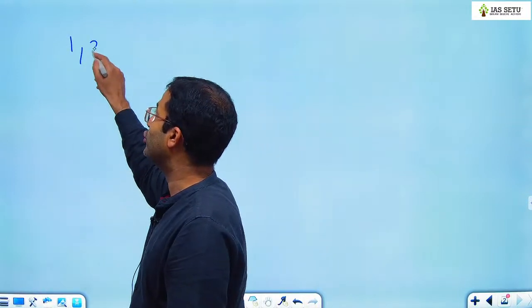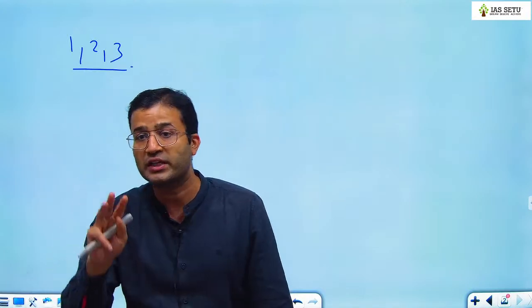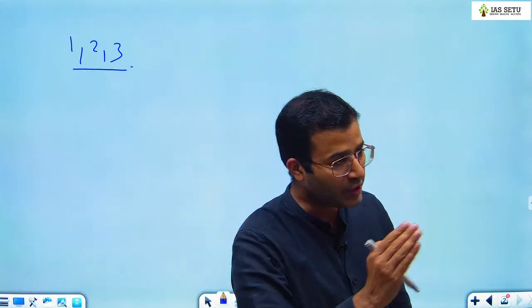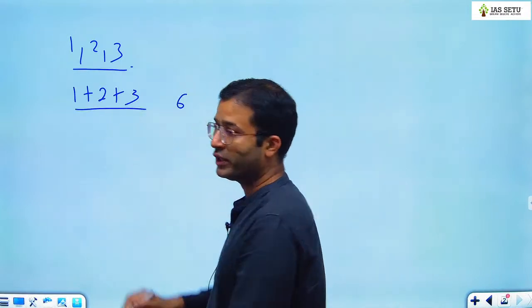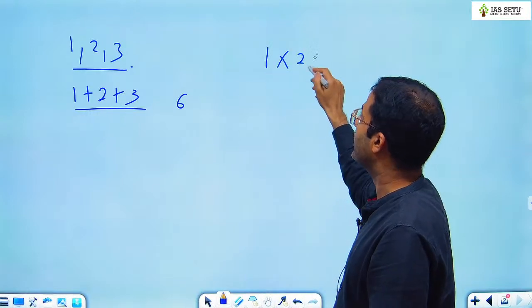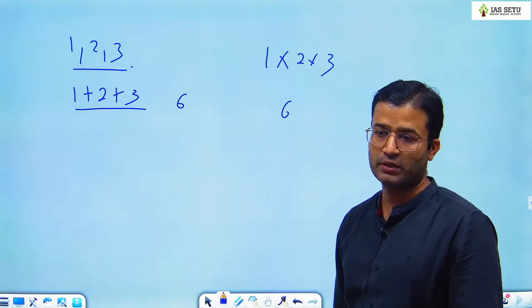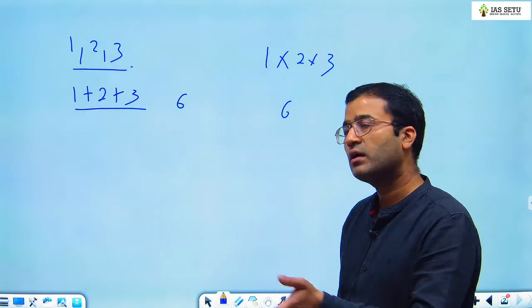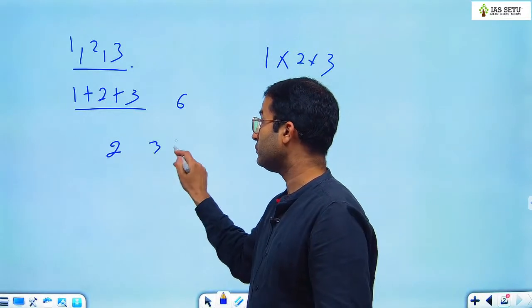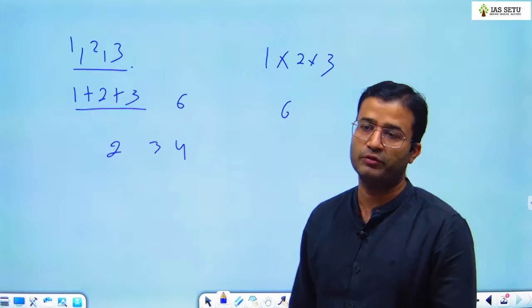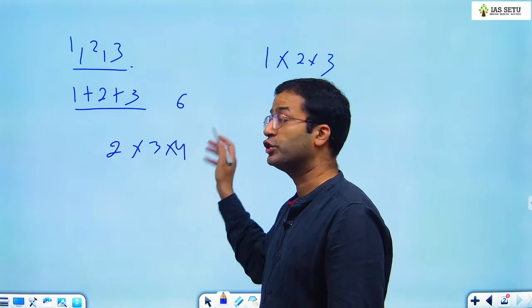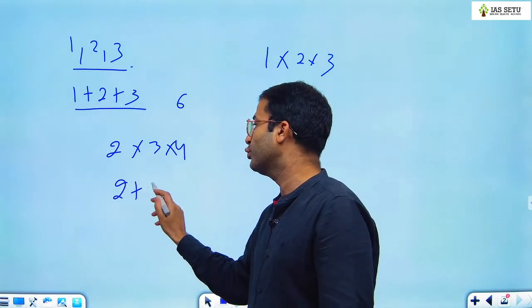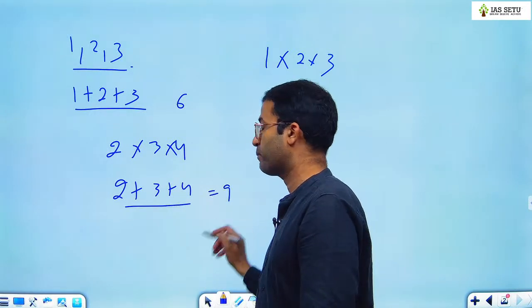Same thing is regarding the examination hall. So 1, 2, 3 is the only pair of 3 consecutive natural numbers where, when you add 1 plus 2 plus 3, your total is 6. When you multiply, the multiplication is also 6. Because if you try 2, 3, 4, your multiplication becomes bigger. 2 into 3 is 6, 6 into 4 is 24. But when you add 2 plus 3 plus 4, it is 9.